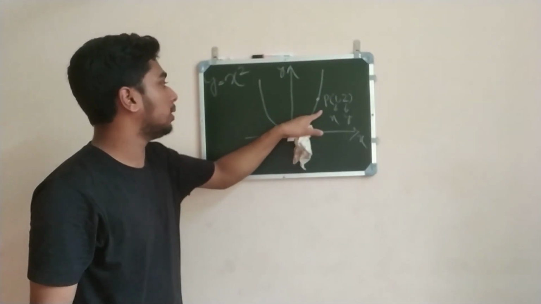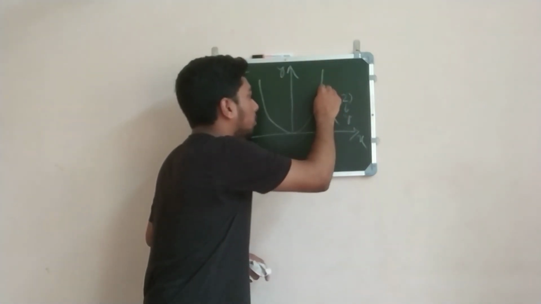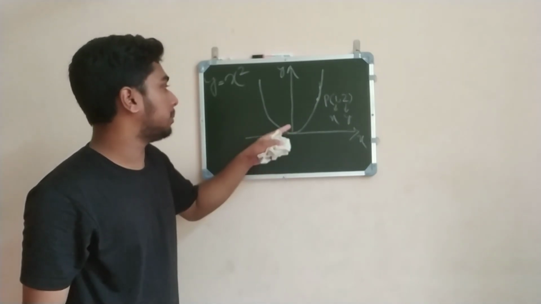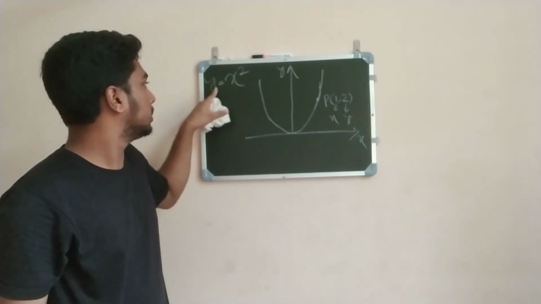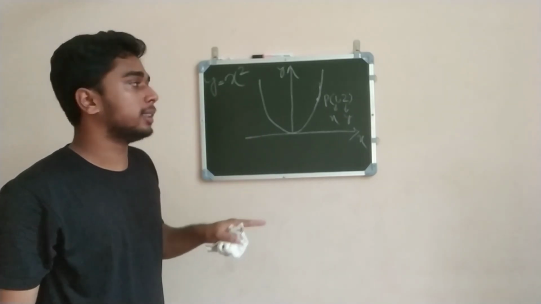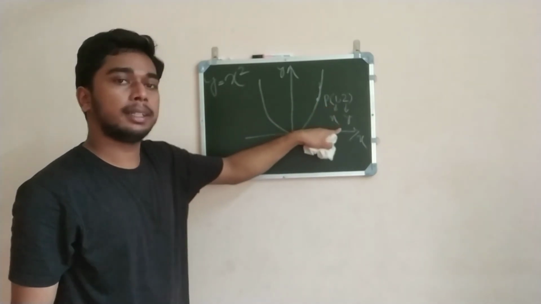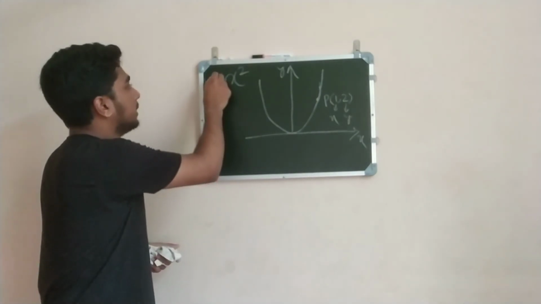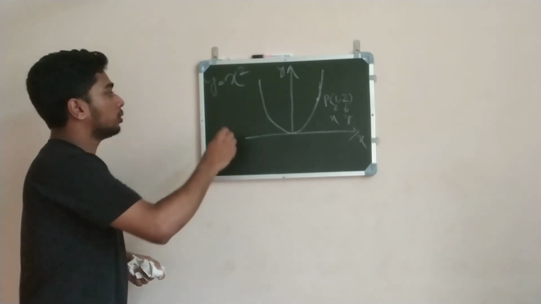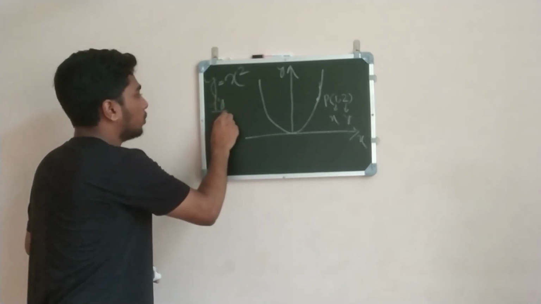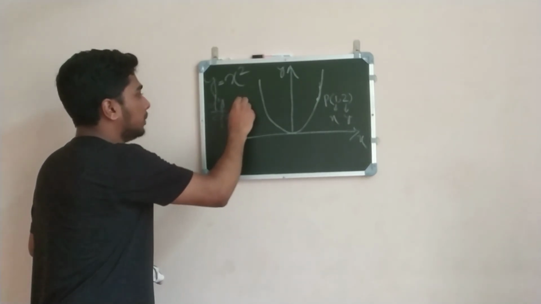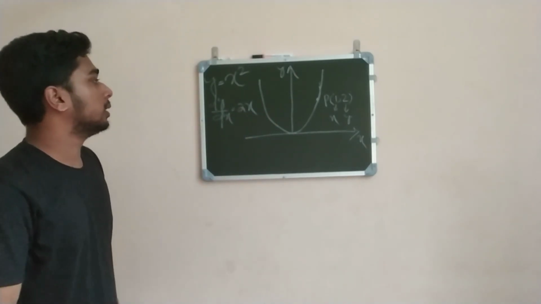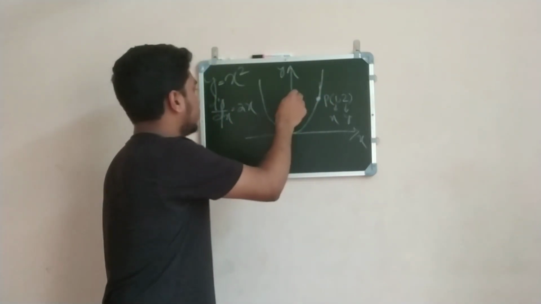So if I want to find the slope of this curve at a point P, then how can I find it? I will just take the derivative of y with respect to x, then put the value of x and y into the derivative. So what is this? y is equal to x square. So the derivative of y with respect to x will be simply 2x.